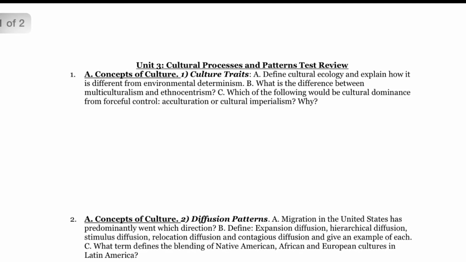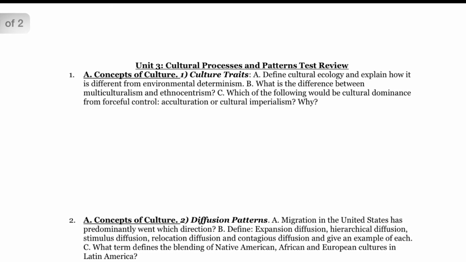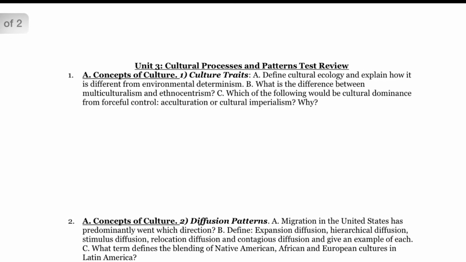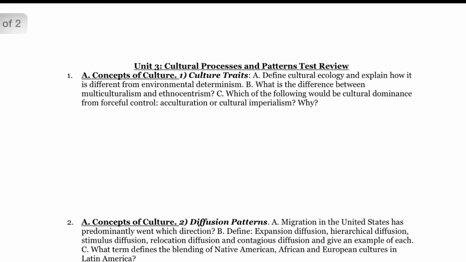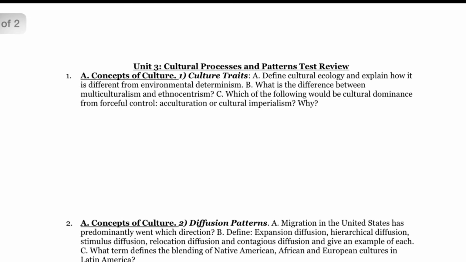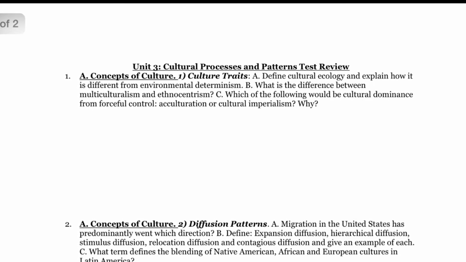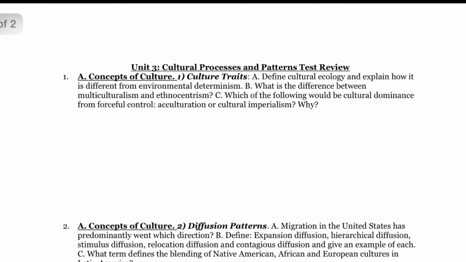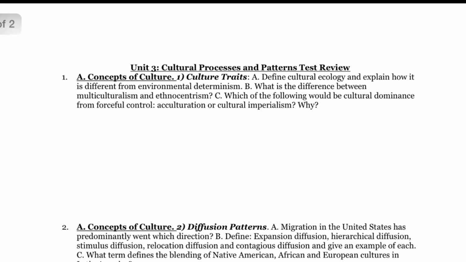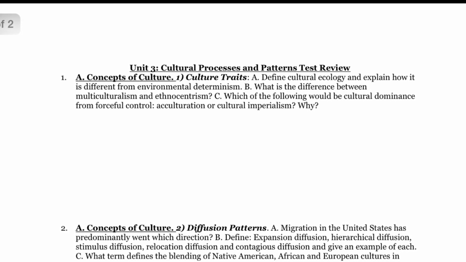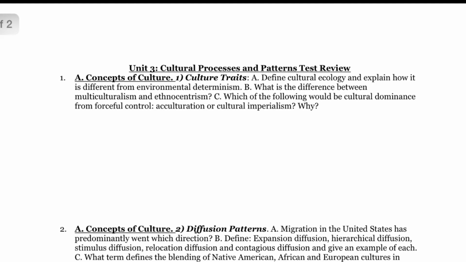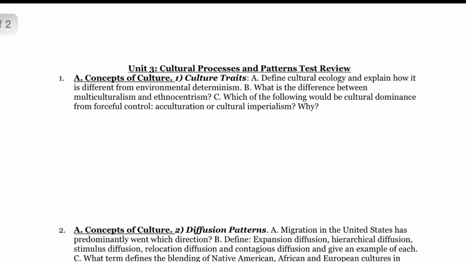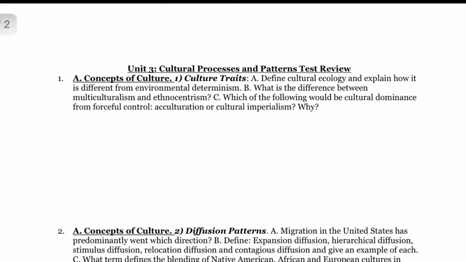Cultural ecology is a holistic approach to studying the relationship between a human society and its natural environment. So it's an area of focus in our aspect of cultural geography. The reason that we're looking at it is that it's looking at how cultures are different based on their relationship with their natural environment of where they are geographically.